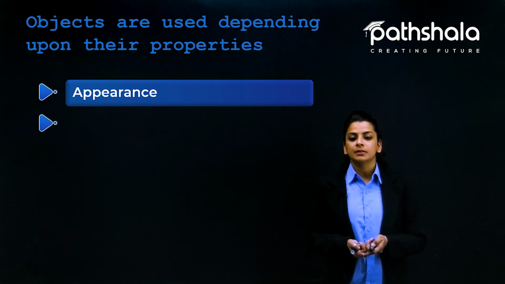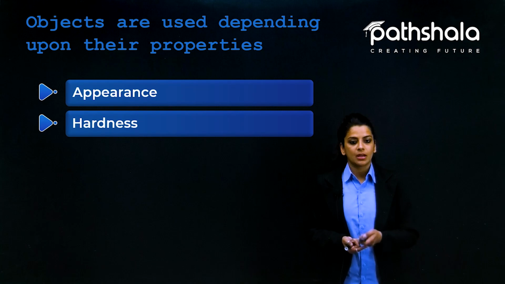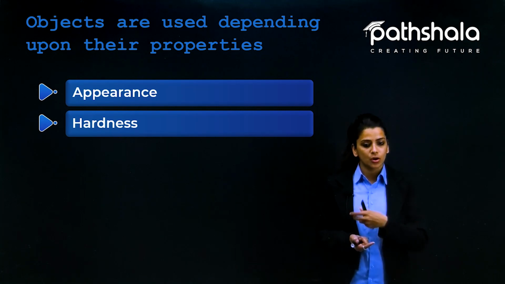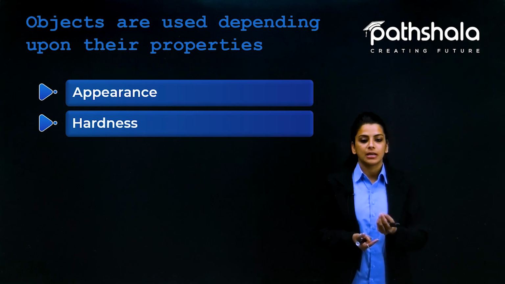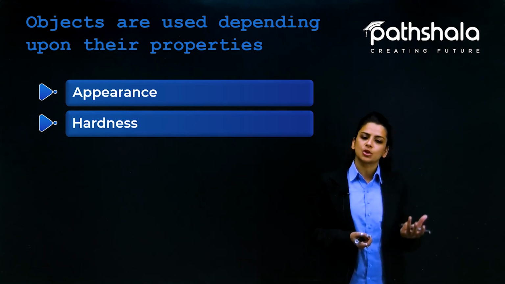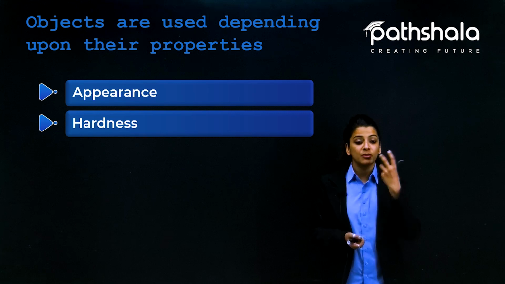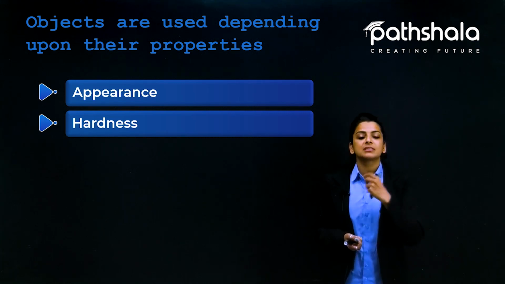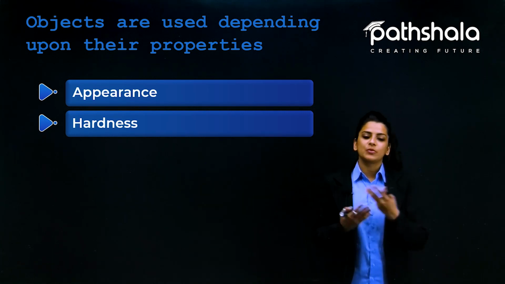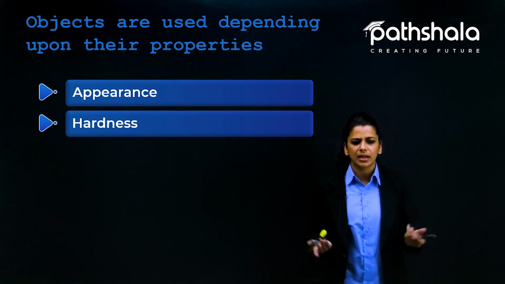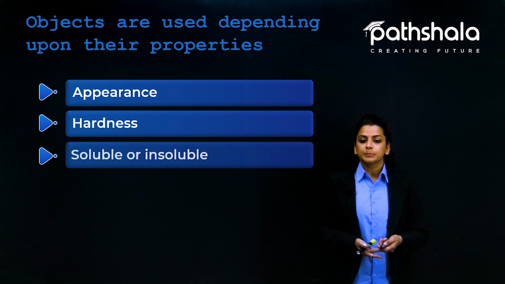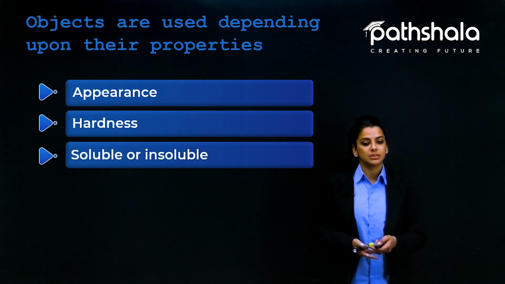Next is hardness. If that object is hard or not, is it soft? If it is soft, for example, take the example of cotton. If it is cotton, so it is used in quilts, mattresses, okay, for making soft objects. And if it is hard, for example, wood, so we can make beds and we can make a table, chair, anything.